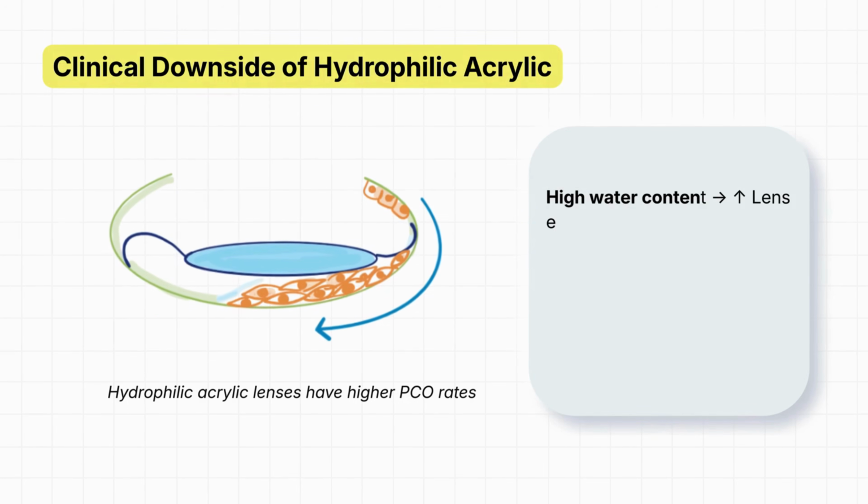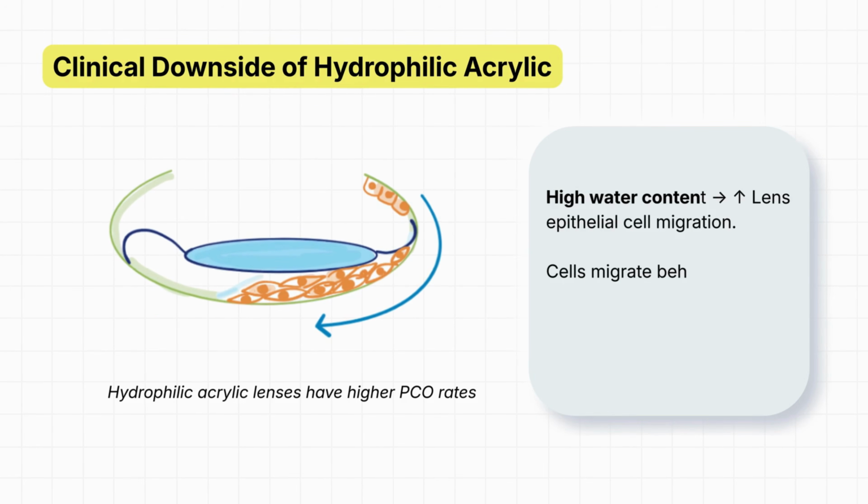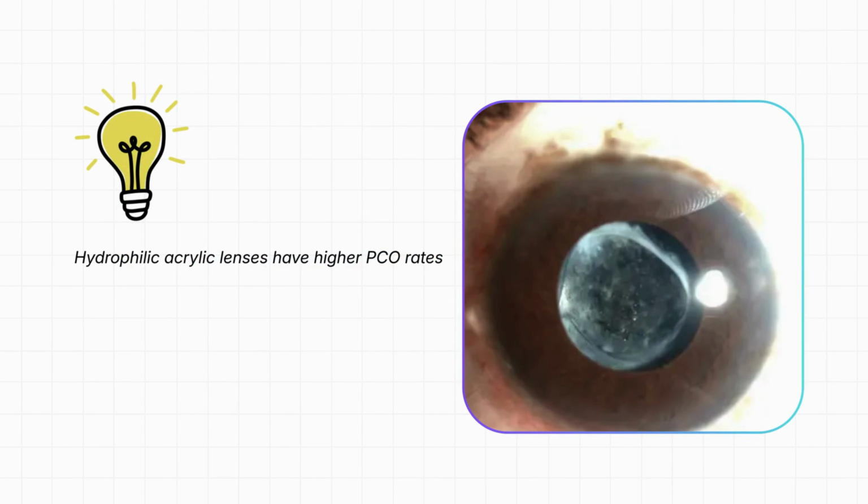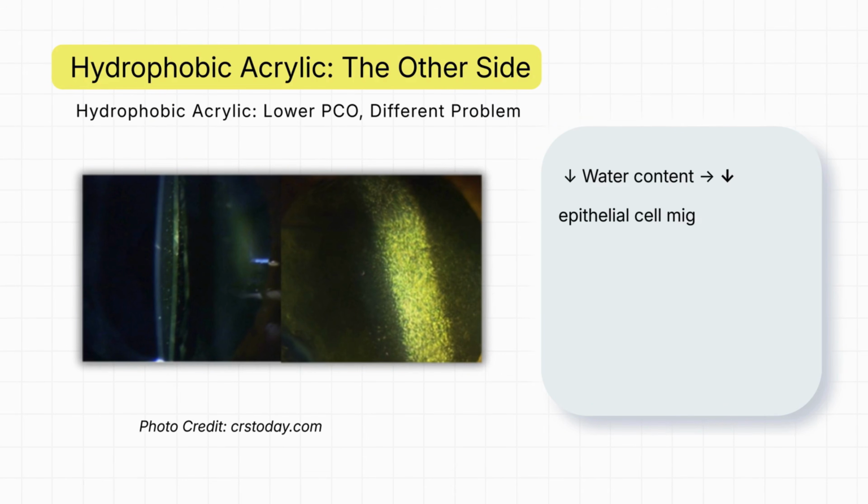Because of excessive water content, they allow greater lens epithelial cell migration, and these lens epithelial cells which have migrated behind the IOL lead to posterior capsule opacification. So there are also higher rates of PCO formation in hydrophilic acrylic lenses. So remember that. While hydrophilic lenses have higher PCO rates, hydrophobic lenses have their own problems. They can form glistenings. What are these glistenings?